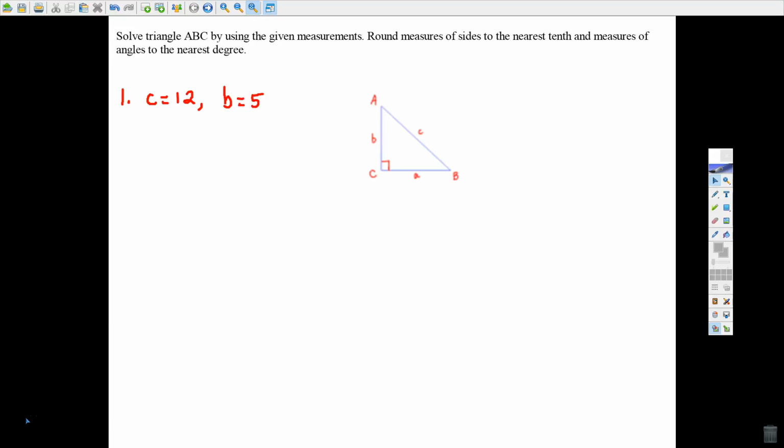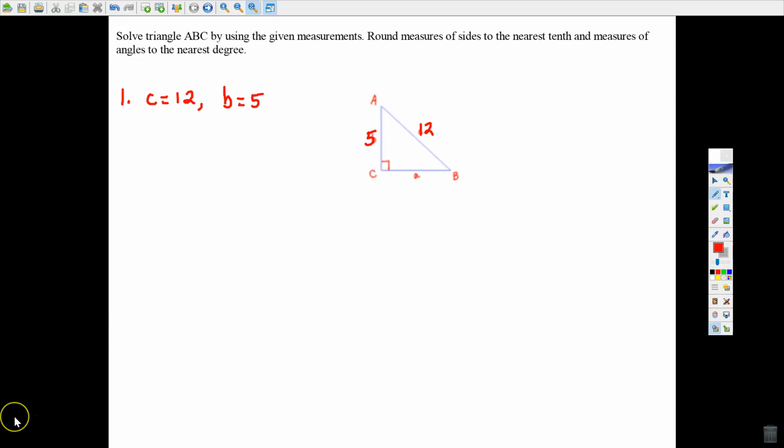These are involving this triangle called ABC, and we're going to be given certain parts of the triangle, and it's going to be our job to find the missing parts. So let's get started with this problem. We're told that the hypotenuse is 12, and this leg labeled as B is 5, and now we'll work on solving for side A and angles B and A.